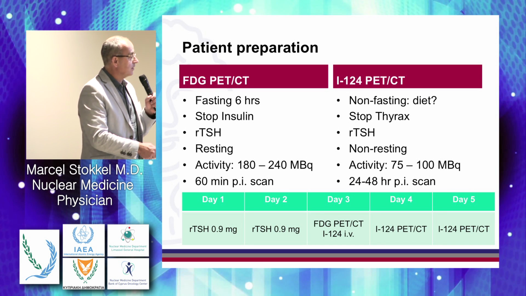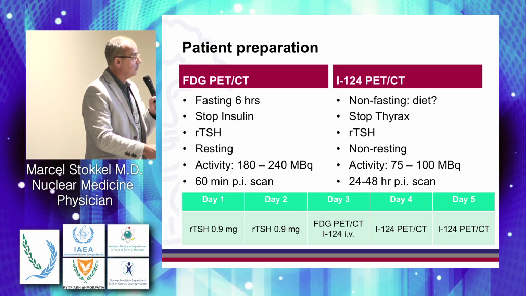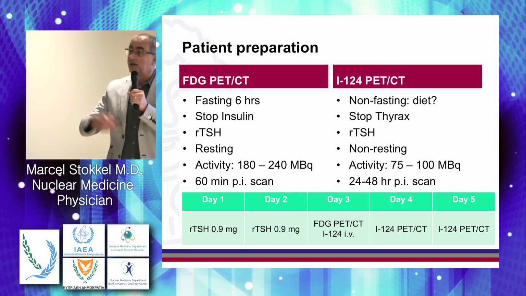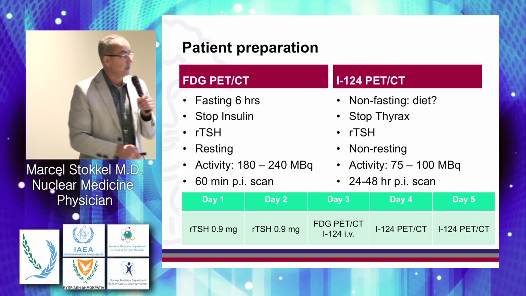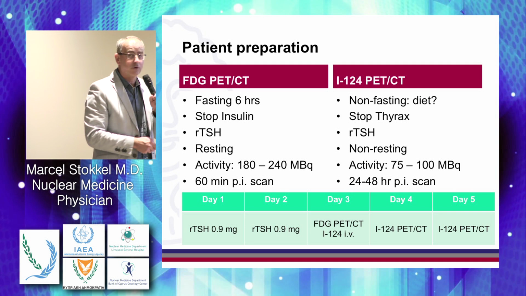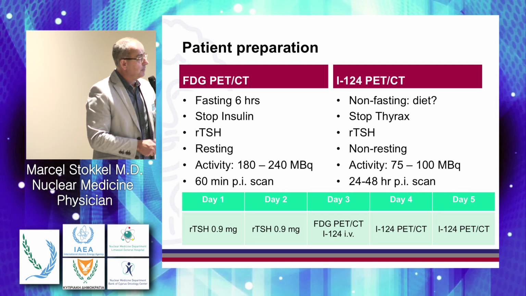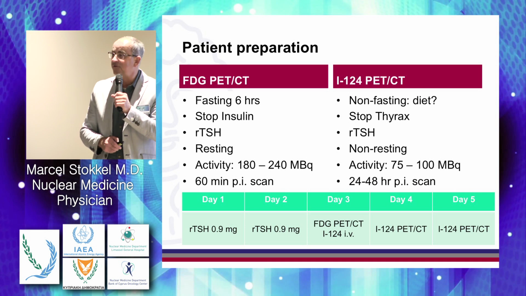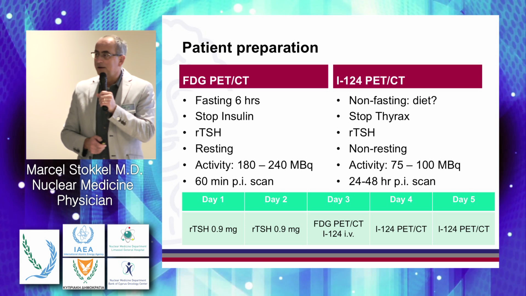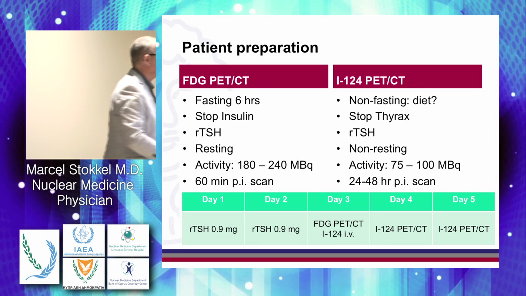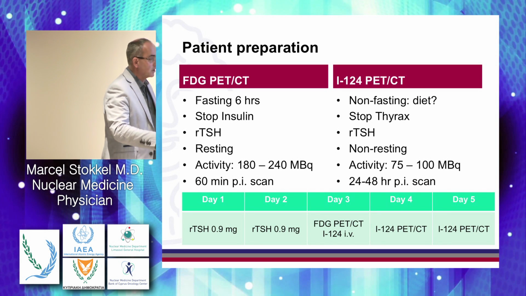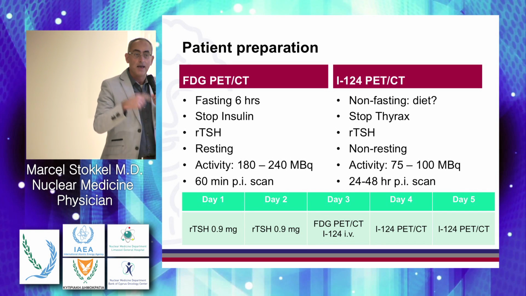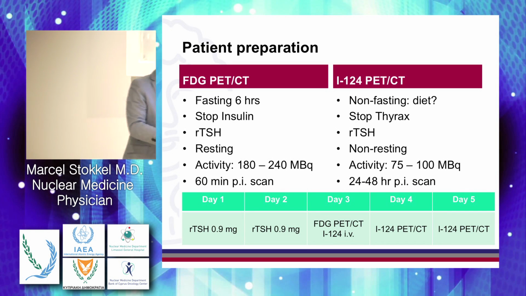On day 1, the recombinant TSH injection. On day 2, the second one. On day 3, you can do the FDG PET scan. And directly or shortly after the scan, you can inject iodine 124 and then do the PET scan of that tracer on day 4 or day 5. And then at the end of the week, you have a complete idea of what's happening in the patient. So it is highly important to use such practical schemes. Because of this time schedule, we start on Monday and end before the weekend.